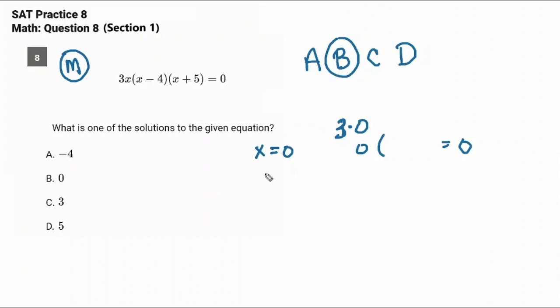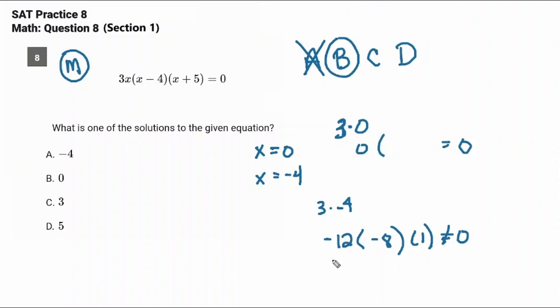I know, you're a skeptic. So if we try answer choice A, that's x equals negative 4. 3 times negative 4, that's negative 12, times negative 4 minus 4, that's negative 8, times negative 4 plus 5, that's 1. That ain't going to be 0. So that's gone. Let's try answer choice C, 3.